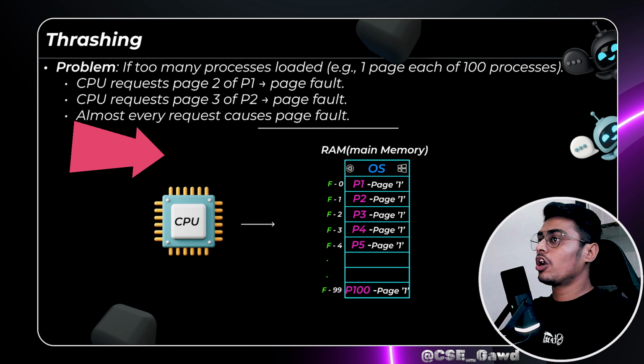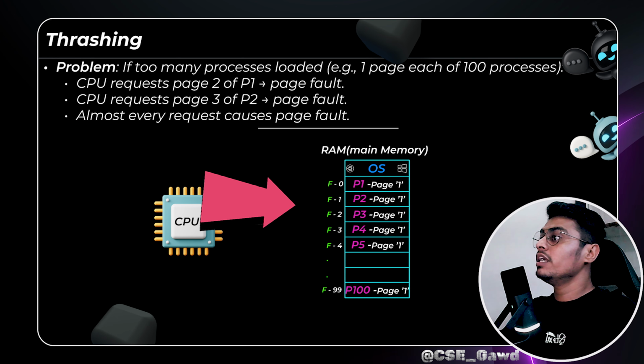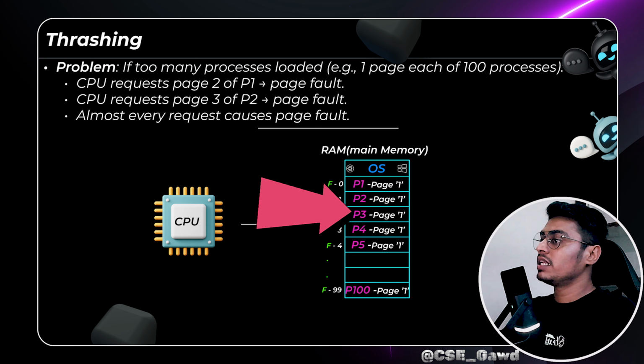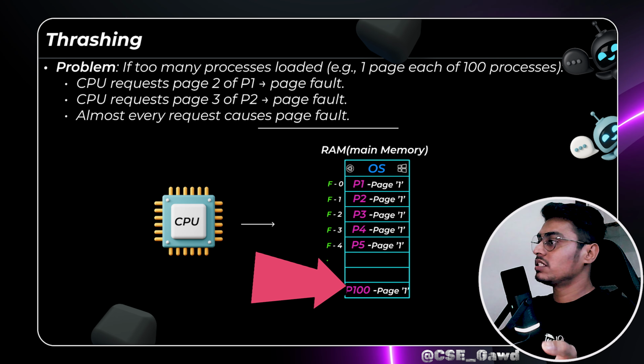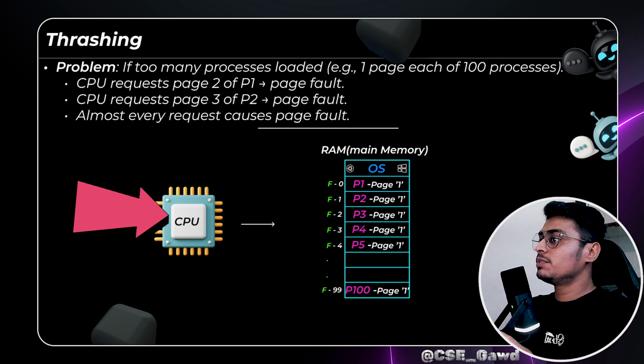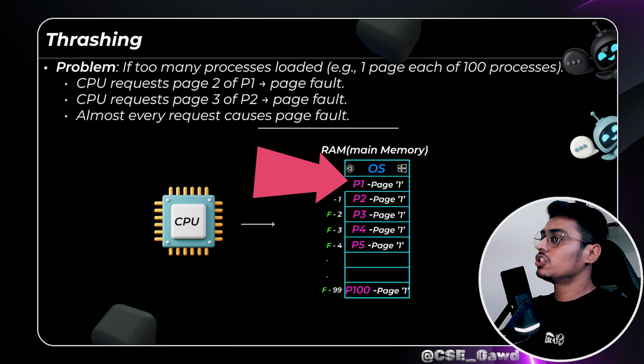Consider this scenario. To accommodate maximum processes, we bring only one page of each process into RAM. So we have page 1 of process P1, page 1 of process P2, page 1 of P3, and so on for 100 different processes. This strategy maximizes the degree of multiprogramming. If the CPU needs page number 1 of process P1, no problem, it's already in memory.